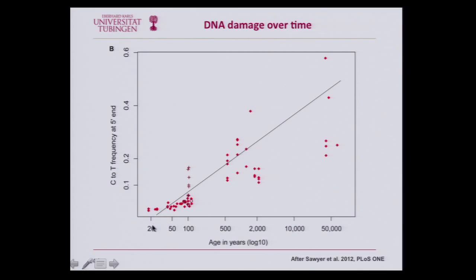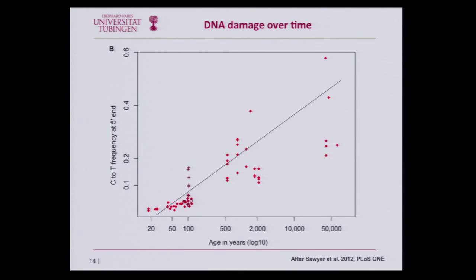So this is a series of samples. It's mostly cow bones, some of it are also horse bones, some of it are also monkeys from museums. And they span from 20 years to 100 years to 500 years to 10,000 years to 50,000-year-old material. And here on the y-axis you have the amount of damage. And you can see that there's a very good correlation. So the older the material gets, the more damage it accumulates.